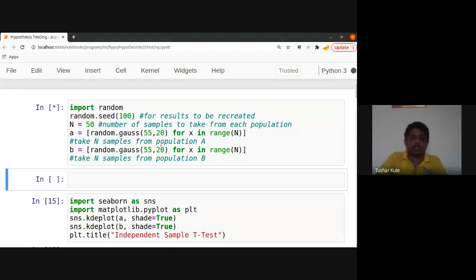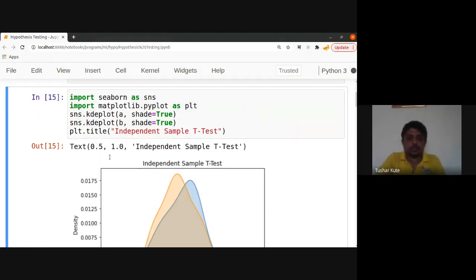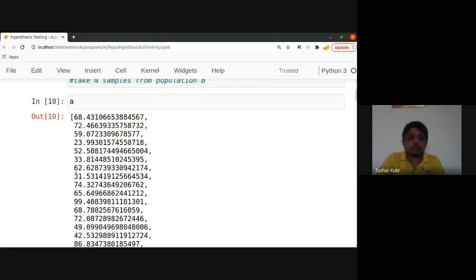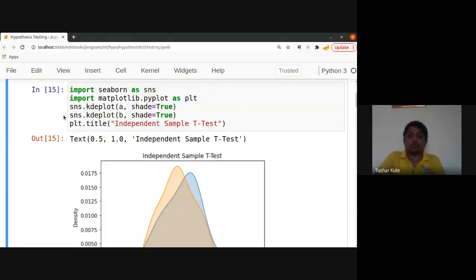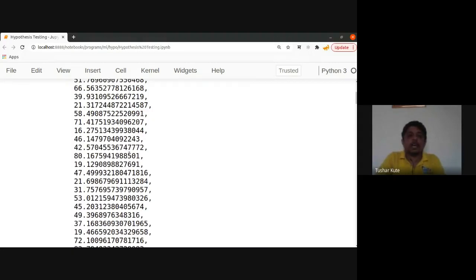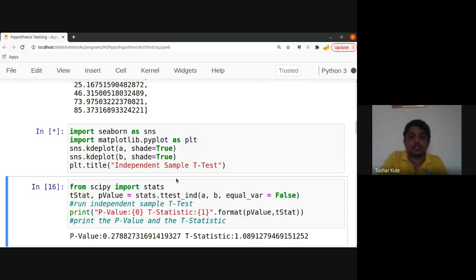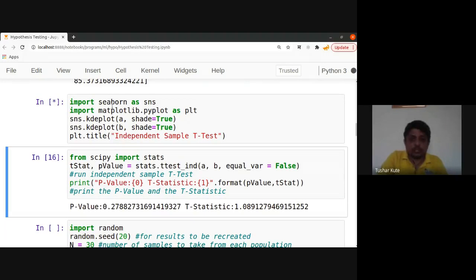So A and B, two are taken here. I'll show you both A and B here. See, this is A, the generated data. This one, A, random data is there. And this is B data, the second population that we can have. And if you plot it, you can see this plot. Just shown, a KDE plot is there.